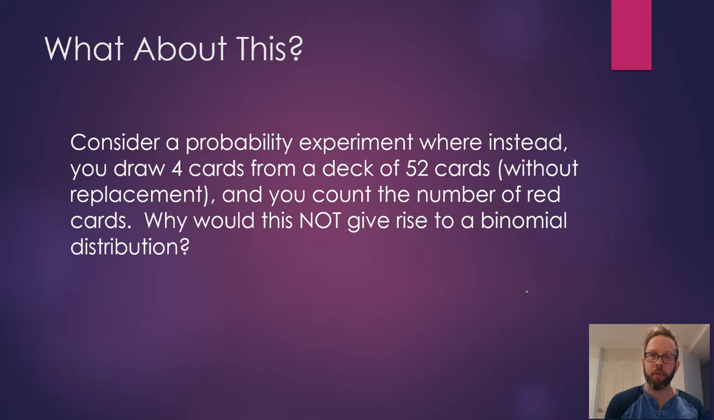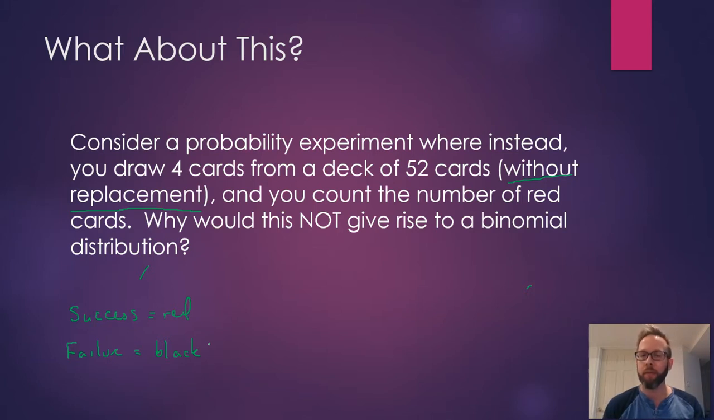Let me ask you guys a question here. So here's a scenario. We have a probability experiment. Instead, we're going to draw 4 cards from a deck of 52. And I've said here that we are not replacing, so without replacement. And we count the number of red cards. So in this case, a success would be getting red, which means a failure would be getting black. So I've asked you here, why would this not give rise to a binomial distribution? If you want to pause and think about that for a second and unpause when you're ready.